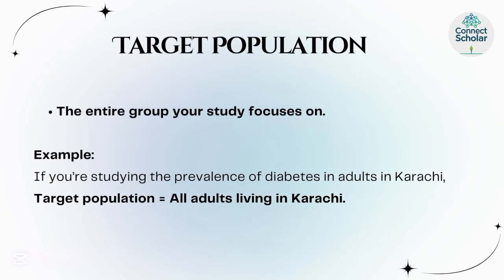Next is target population. This portion mentions the entire group of participants that are going to be focused by you in your study. For example, if your research topic is prevalence of diabetes in adults in Karachi, your target population is all the adults living in Karachi.